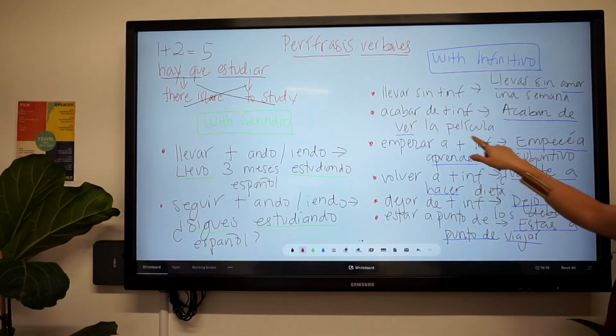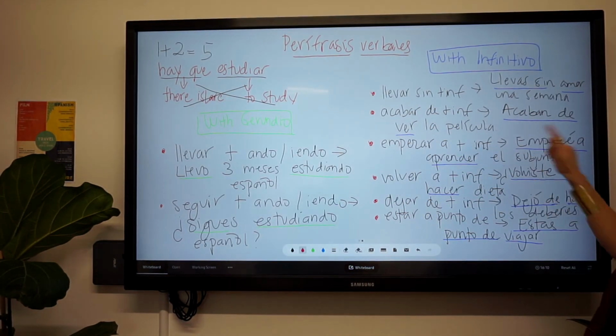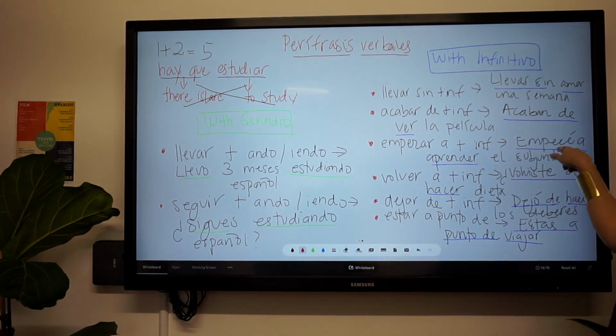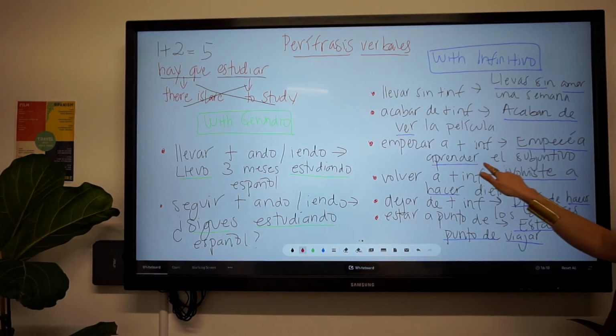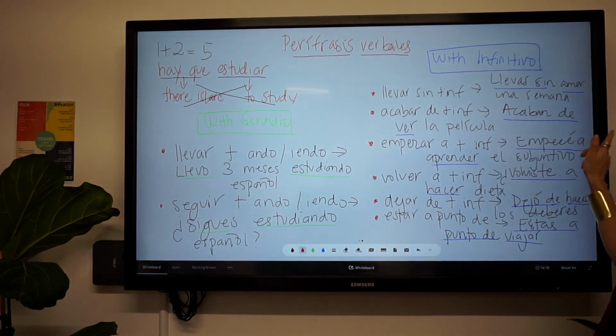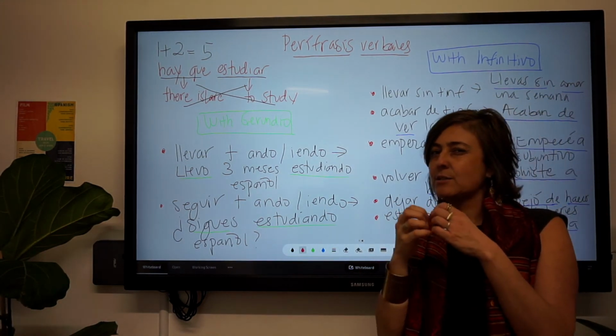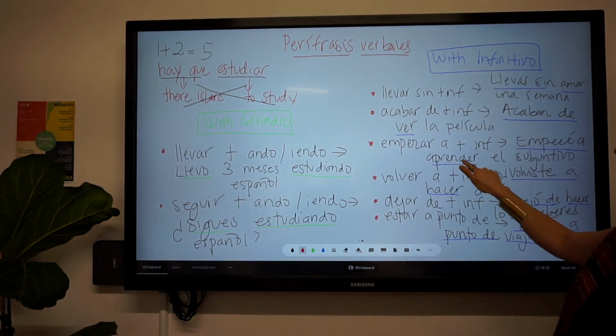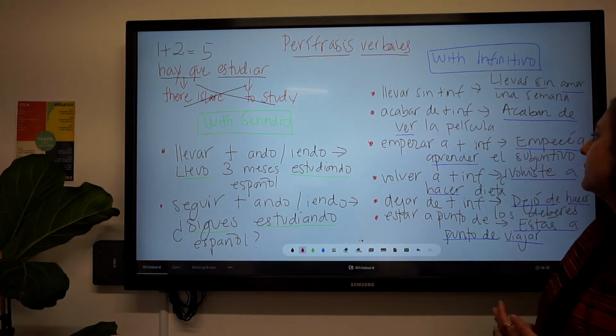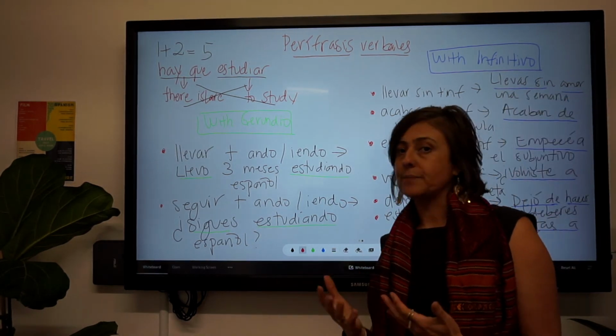Very, very useful one. Empezar a plus infinitivo. Again, I'm using here, for example, an example in the past tense. So, empecé a aprender el subjuntivo. This one doesn't change as much the meaning. That means I started to learn the subjunctive, right? So, to start to do something.